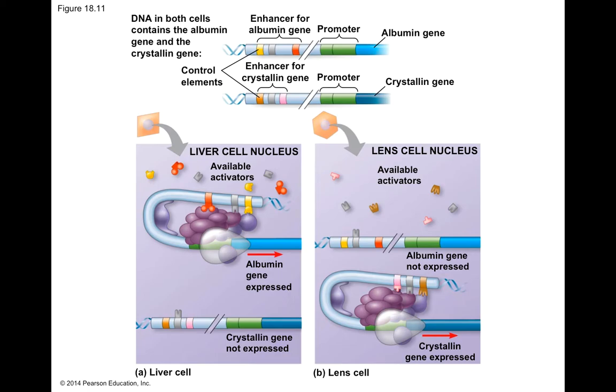In order to make albumin, the red, gray, and yellow activators are required. And to make crystallin, gold, gray, and pink activators are needed. Notice that even though gray is common to both, it can't turn on the second gene just by itself. It needs the other 2 specific activators to turn on transcription.